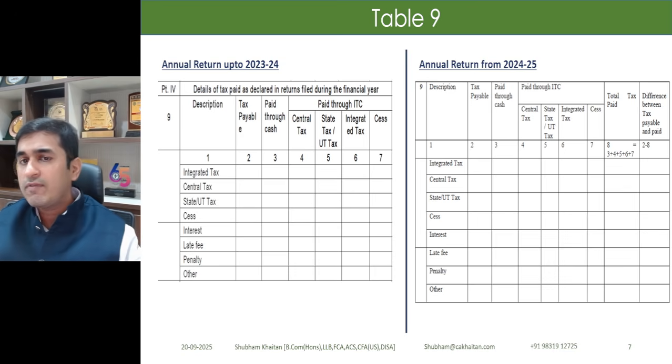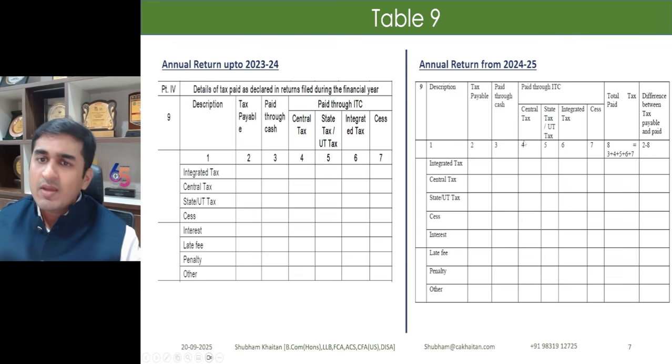23-24 paid in 24-25 effect needs to be removed. So in other words, tax payable is 24-25 paid in 24-25, whereas 3 to 7 is basically tax paid in 24-25, maybe for earlier financial years. So there may be a difference in column 9 because of this reason.